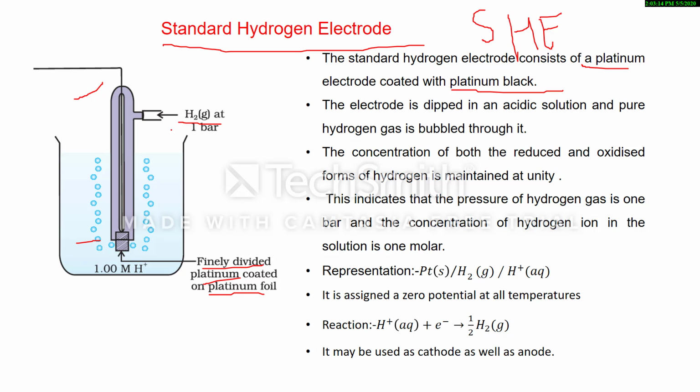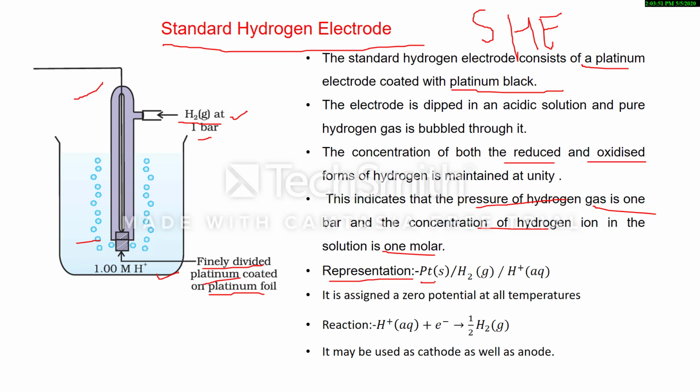The concentration of both the reduced and oxidized forms of hydrogen is maintained at unity. It means the concentration of H plus solution is 1 M, and the hydrogen gas pressure, expressed in bar, is 1 bar. Okay, so both are 1. This indicates that the pressure of hydrogen gas is 1 bar, and the concentration of hydrogen ion in the solution is also 1 molar. It can be represented like this.